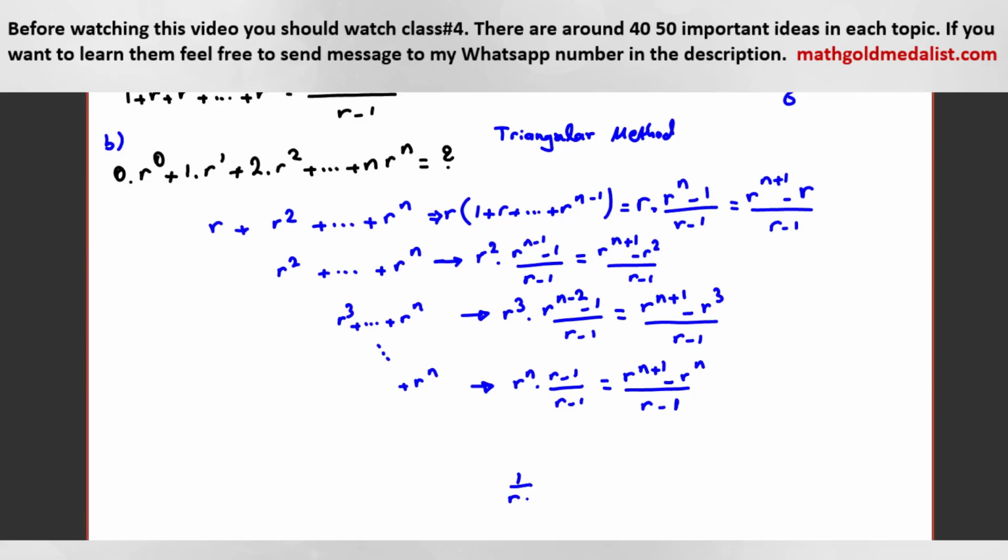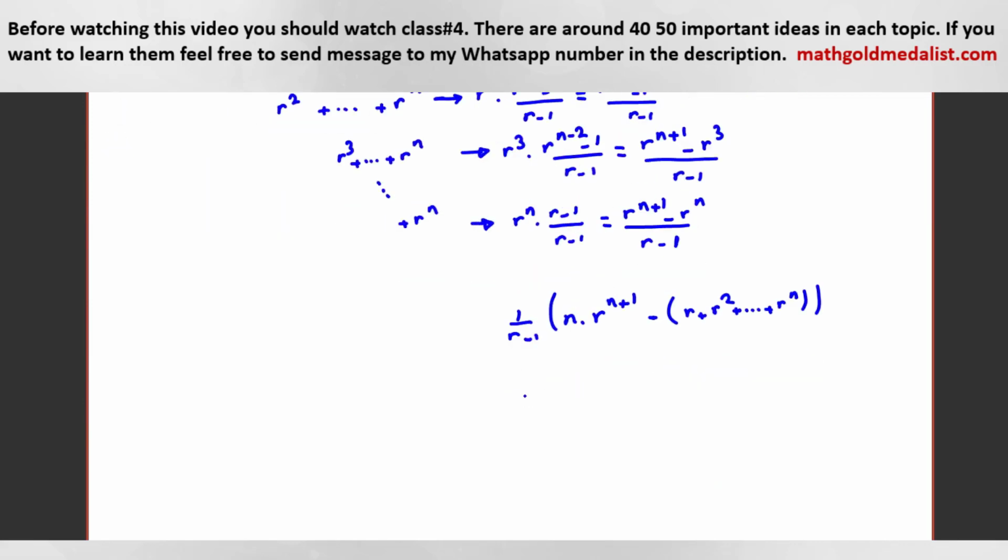How many r to the n plus 1 terms are there? n. Yes, because the first one is r to the 1, r squared to r to the n. n terms we have, each of them has r to the n plus 1. Then minus what? r plus r squared up to r to the n, right? So it will be 1 over r minus 1 times n times r^(n+1). This part will be what? Minus what? Minus r times (r^n minus 1) over r minus 1.